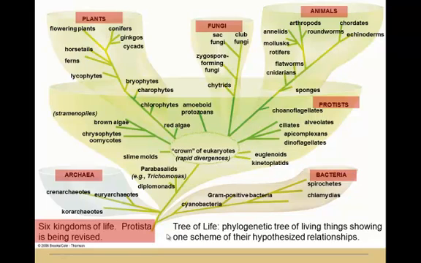If we look down here, the first cell, which was a prokaryote, gave rise to the domain bacteria and the domain archaea. These are both prokaryotes. And then somewhere right in here, the first eukaryotic cell evolved. That is, it had a nucleus and developed organelles. And then we had what is called the crown of eukaryotes.